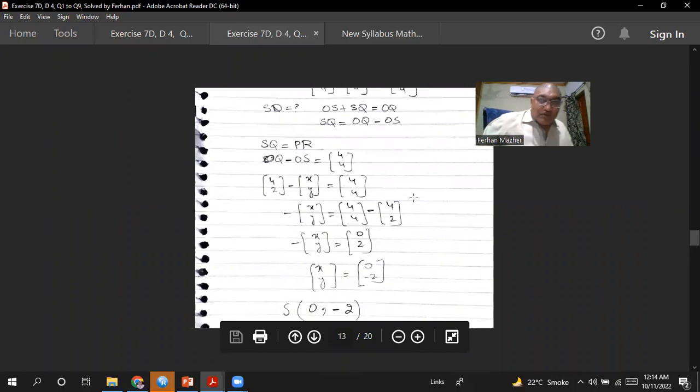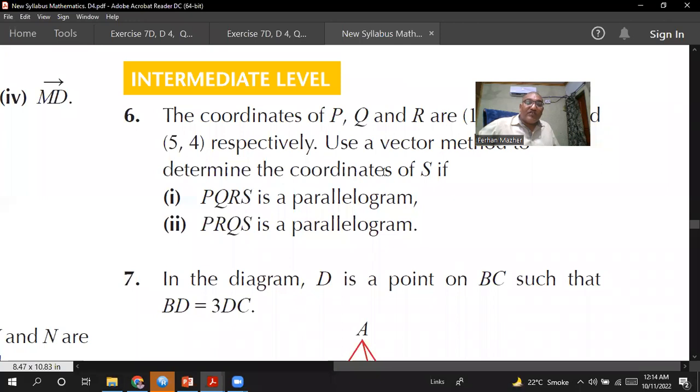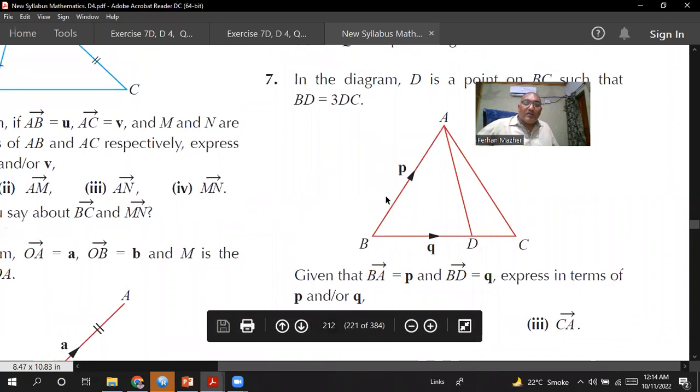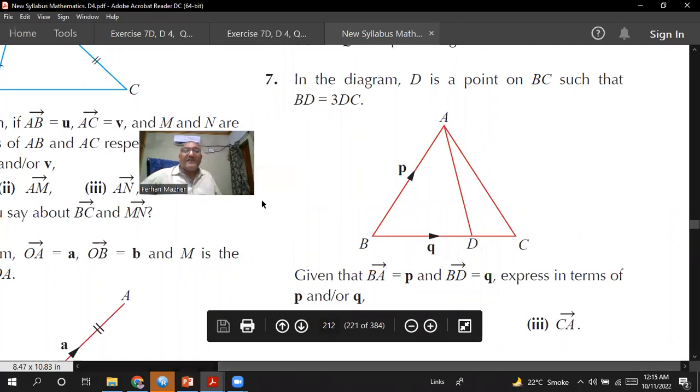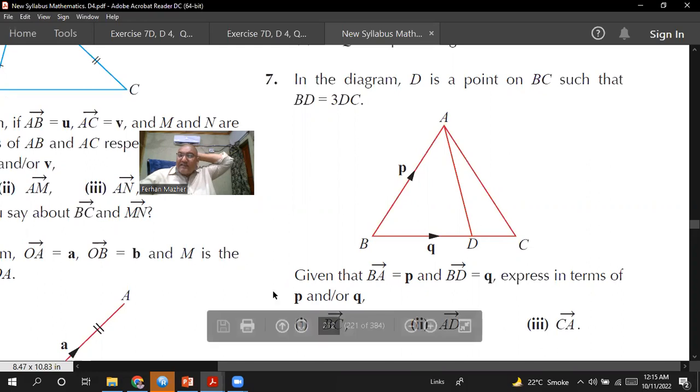You can see that the whole question is showing up on your screen. That was question number 6. Now question number 7 is coming up on the screen. He says, in the diagram, D is a point on BC such that BD is 3 DC. So BD is 3 and DC will be 1, so the total will be 4. This is the ratio between these points on that line.